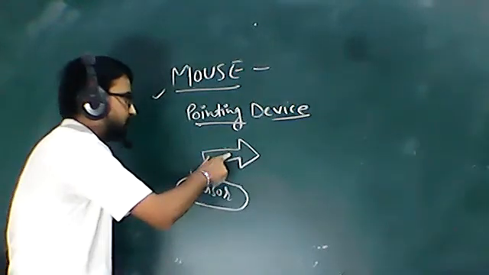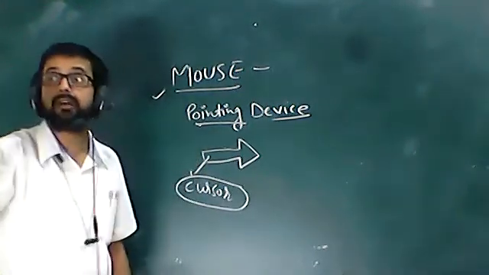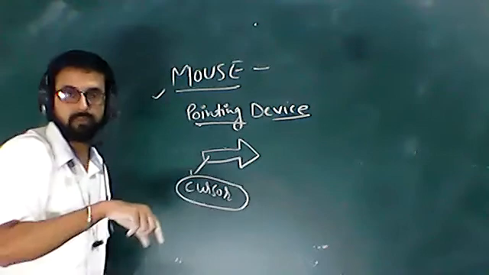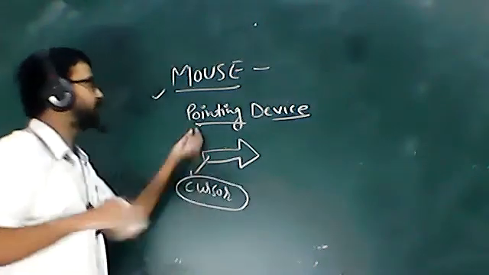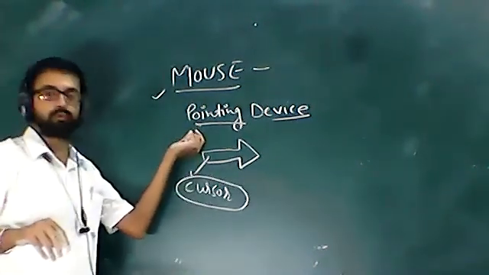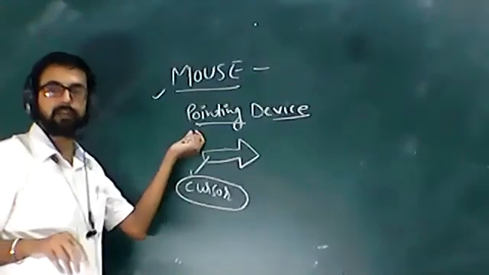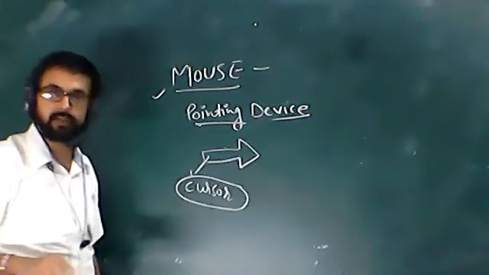The symbol of the cursor is an arrow. Clear to everyone? So mouse is a type of input device that is used to point or select anything on the monitor.